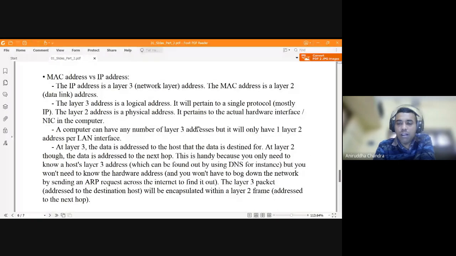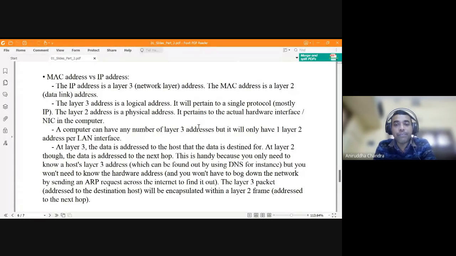Okay, so we have less than 10 minutes, so we are going to talk a little bit about MAC address and IP address. The MAC address is the Ethernet address I was talking about, and the IP address is the network address I was talking about. Now, they have certain distinctions between them. The MAC address is a layer 2 address, whereas the IP address is a layer 3 address. Now, this layer 3 address or IP address is a logical address. That means it is a software controlled address, and it will pertain to a single protocol. But layer 2 is a physical address, and it is connected to the hardware, which is the network interface card of the computer.